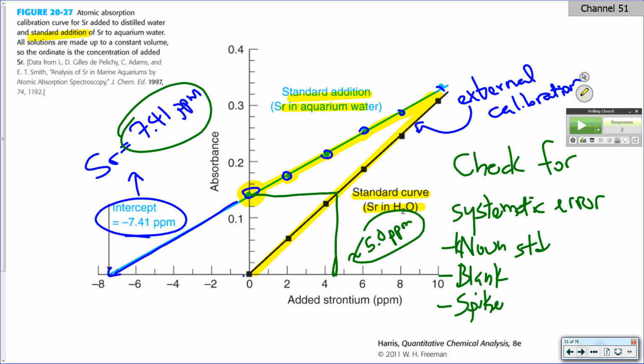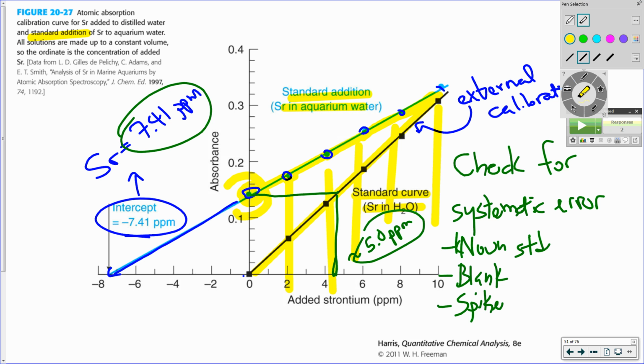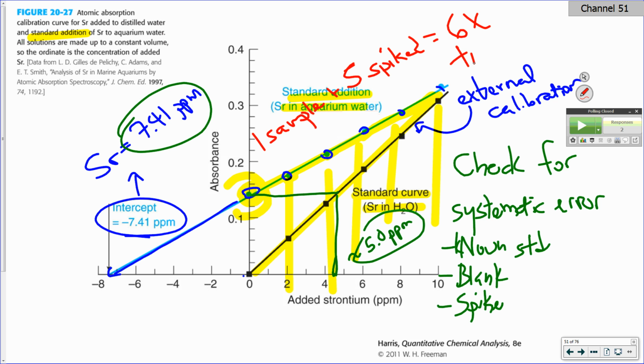So I showed you the example of the standard addition. You did the strontium, and then an instrument came back and added 2 parts per million, 4 parts per million, 6, 8, and 10, and did an additional 5-point calibration. The problem is you have to do the calibration with absolutely every sample. So instead of analyzing one sample, you're analyzing one sample plus 5 spike samples. So you've got 6 times the amount of time versus doing a single sample.